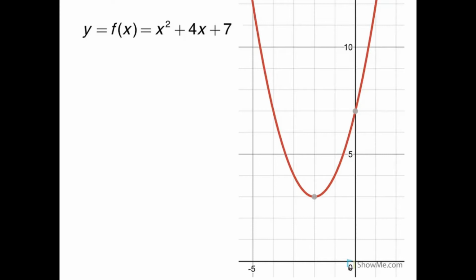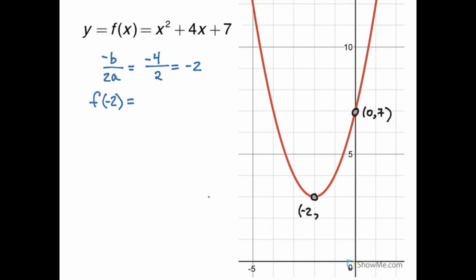Let's talk about the graph of f of x equals x squared plus 4x plus 7. The y-intercept is 7 because that's the constant term, and 0 makes the x terms cancel out. The vertex has an x-coordinate of negative 2. That's because the x-coordinate is at negative b over 2a, and b is 4, and a is 1. Well, negative 2 is the x-coordinate, and the y-coordinate is f of negative 2, which is 3. So that looks right here on the graph.